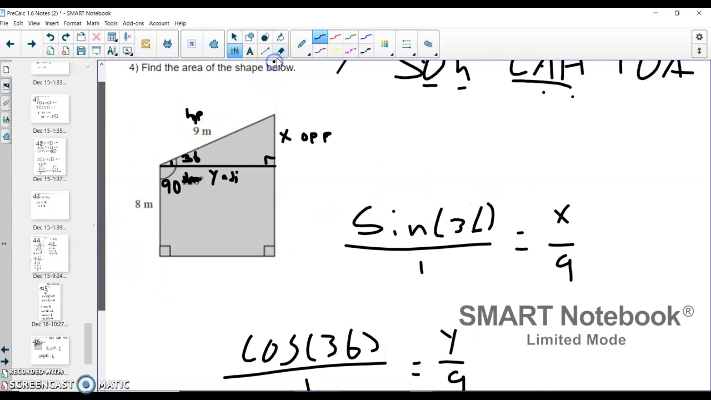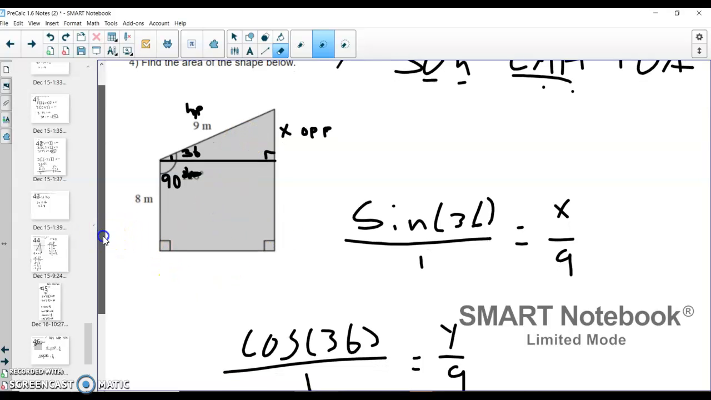Once I have an answer for y, I can do 8 times y, and I'll have my area because that's length times width. So I can get my rectangle. And then if I have x, I can do my base times my height divided by 2. So I have y, I have x, so I have my base times my height divided by 2, and I'll have the area of my triangle here. And once I have the area of the triangle and the area of the rectangle, I add them together and should have my total area.